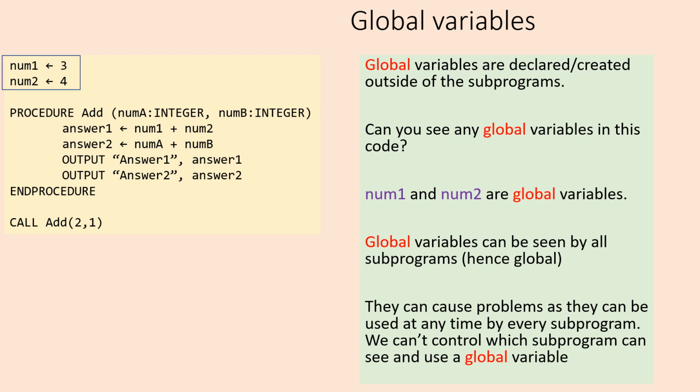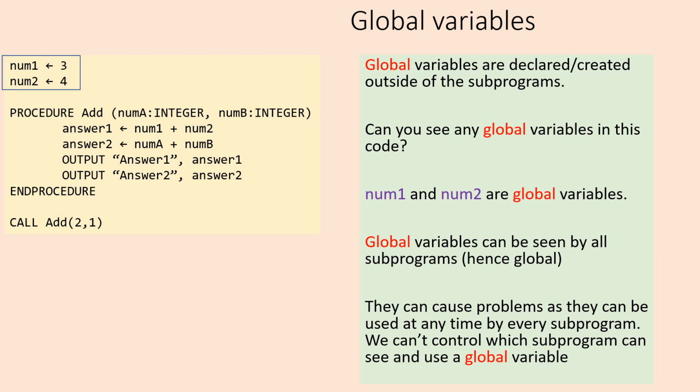Now, these global variables, however, can cause problems because they exist the whole time the whole program is running. That means we can't control whether the subprograms can see them or not, because they can see them, and that can cause problems. So they can be seen by and accessed by every subprogram at any time. Whereas if we use local variables, we have much tighter control over what's going on.